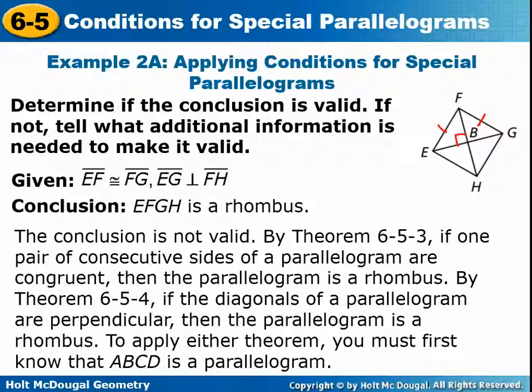So what additional information? We could be told that opposite sides were congruent, like EF is congruent to GH. We could have been told that opposite angles were congruent. We could have been told that opposite sides were parallel, but we didn't have any of that information. Basically, we needed to know that this was a parallelogram first.